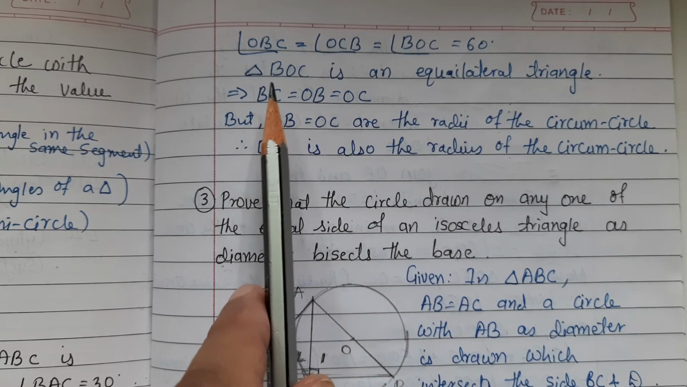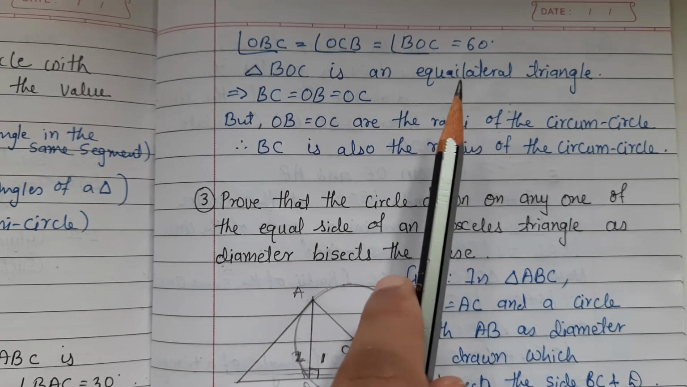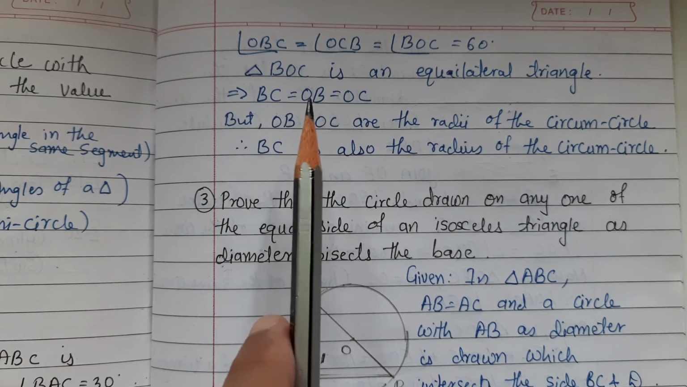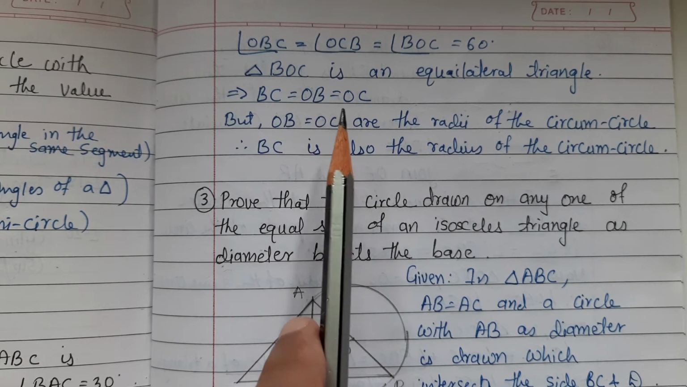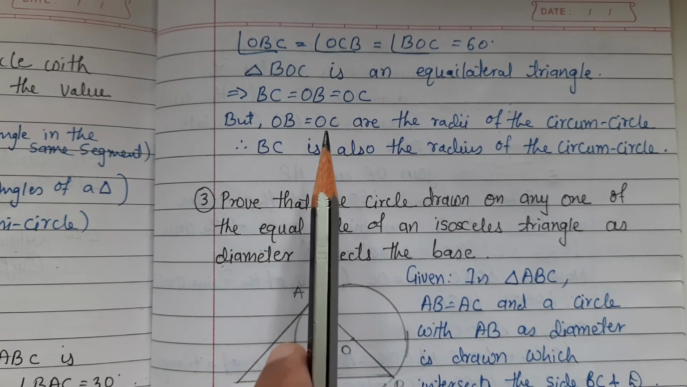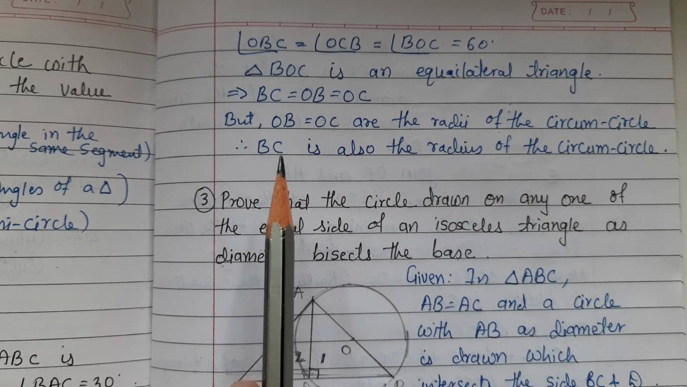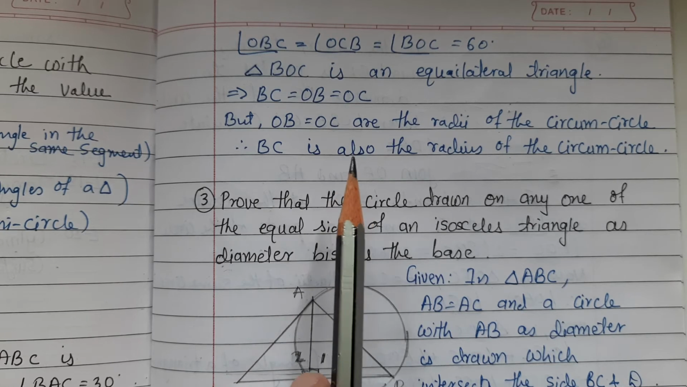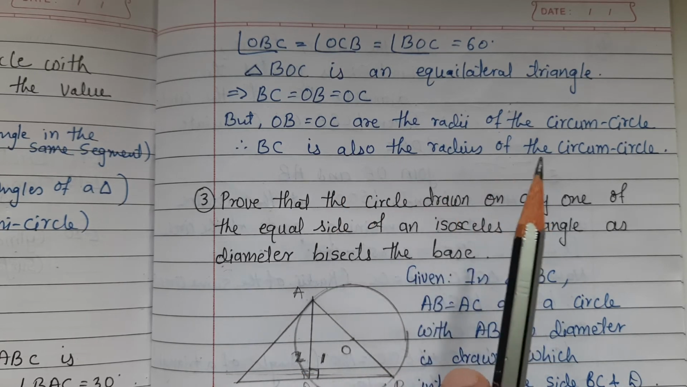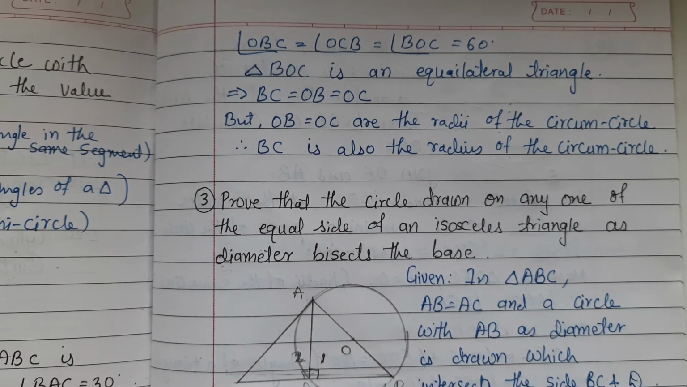Therefore, triangle OBC is an equilateral triangle, which implies BC is equal to OB is equal to OC, but OB equal to OC are the radii of the circumcircle. Therefore, BC is also the radius of the circumcircle.